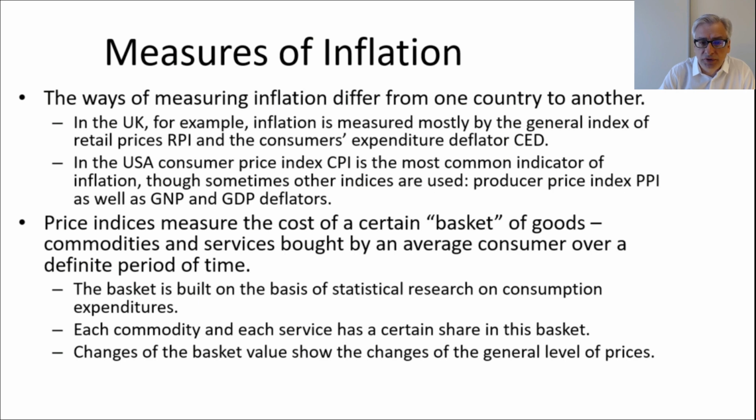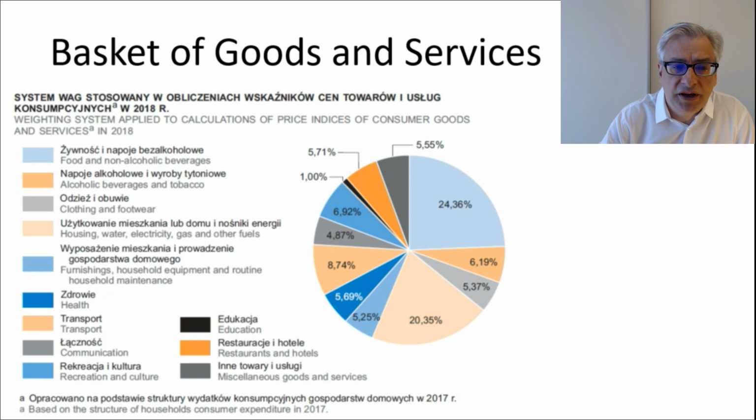When it comes to consumer price index, for instance, we load this basket only with consumption goods and services. If we use producer price index, we take producer prices offered by producers. If we look at consumer price index, we take prices that are paid by consumers. You can see the example of such a basket of goods and services for Poland.